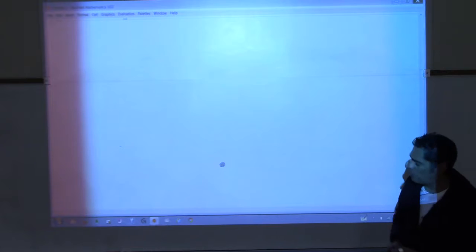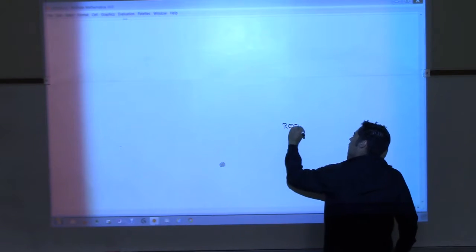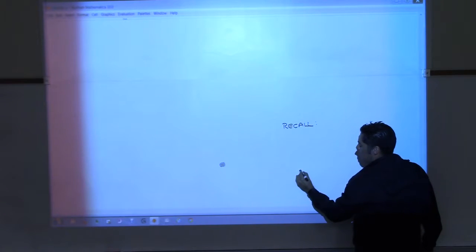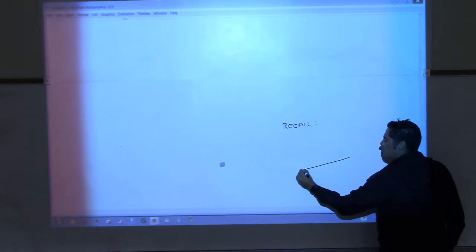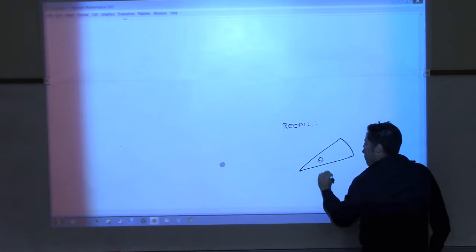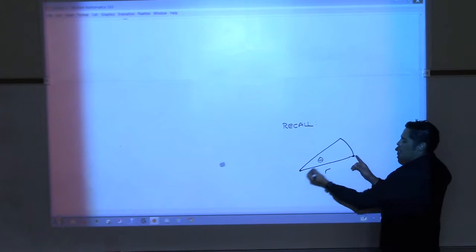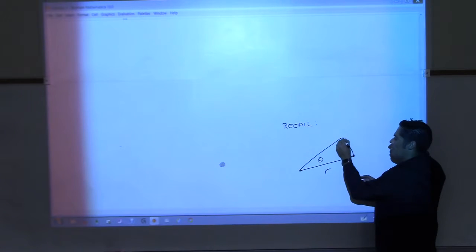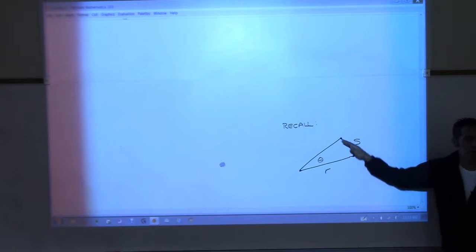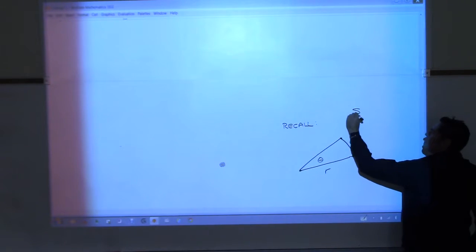This is a formula from pre-cal, recall, that if you have an angle theta and you have a radius, in other words, you walk out a certain distance r to this point, and then you swing that through some angle theta. Do y'all remember the length of this arc? R theta. So S is equal to R theta.